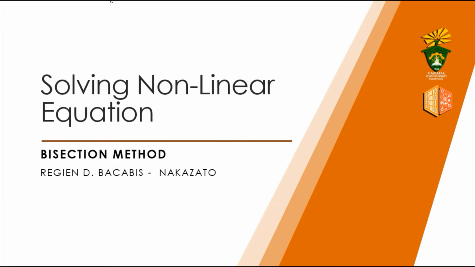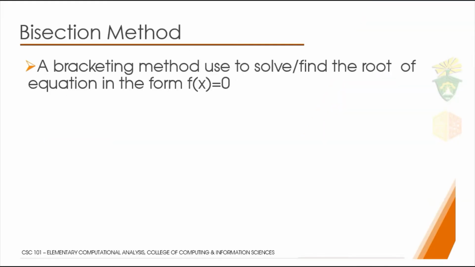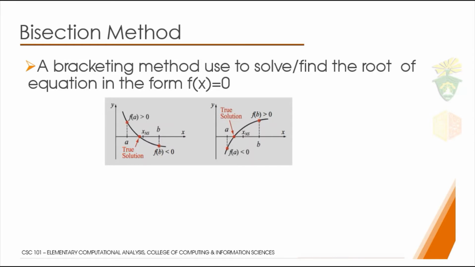Good day. In this lecture video, we will be discussing the bisection method. The bisection method is a bracketing method and is used to solve equations in the form f of x equals 0. As discussed, since this is a bracketing method, an interval is identified from a to b, wherein the true solution is within this interval.